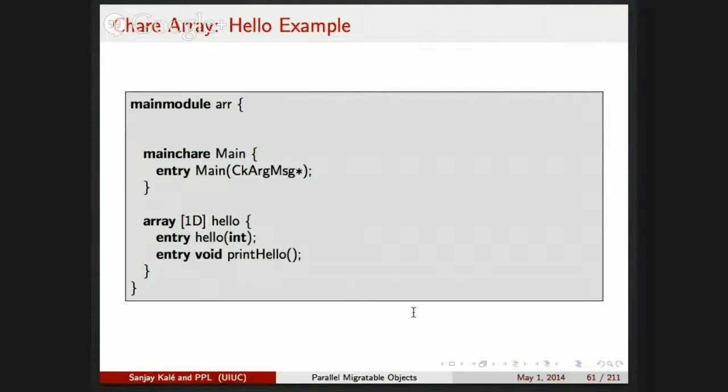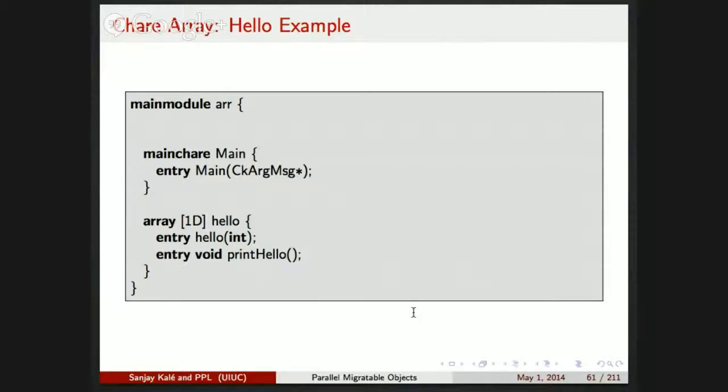So here's another example from the tutorial code section. This is a chare array-based example of a Hello World program. Here we have, again, our main module. In this case, it's called arr. Again, we have our mainchare Main.